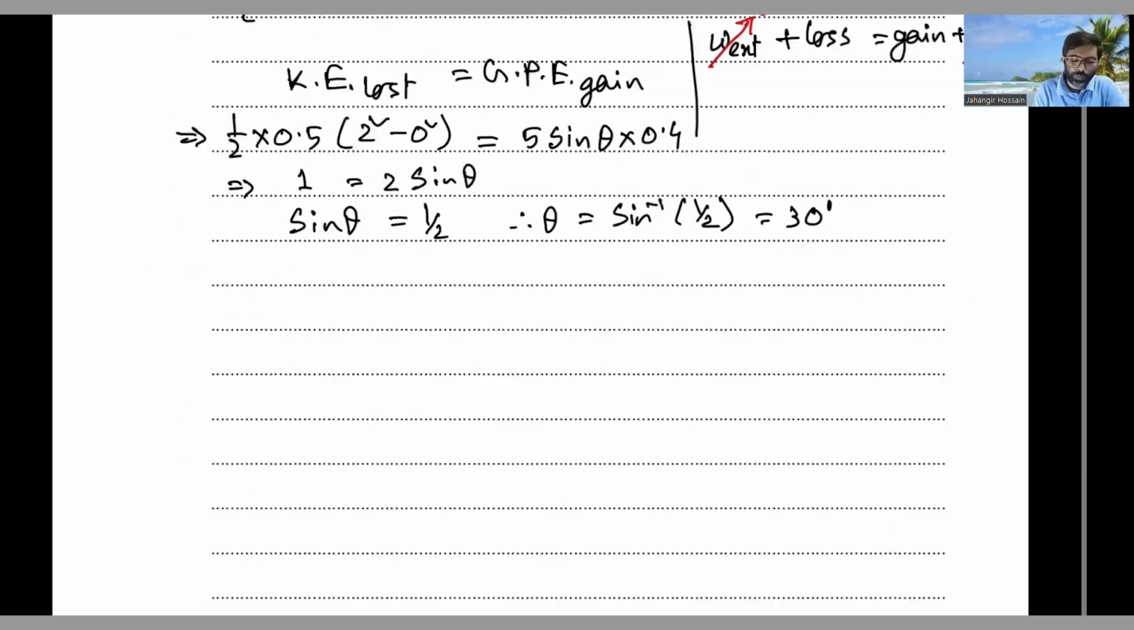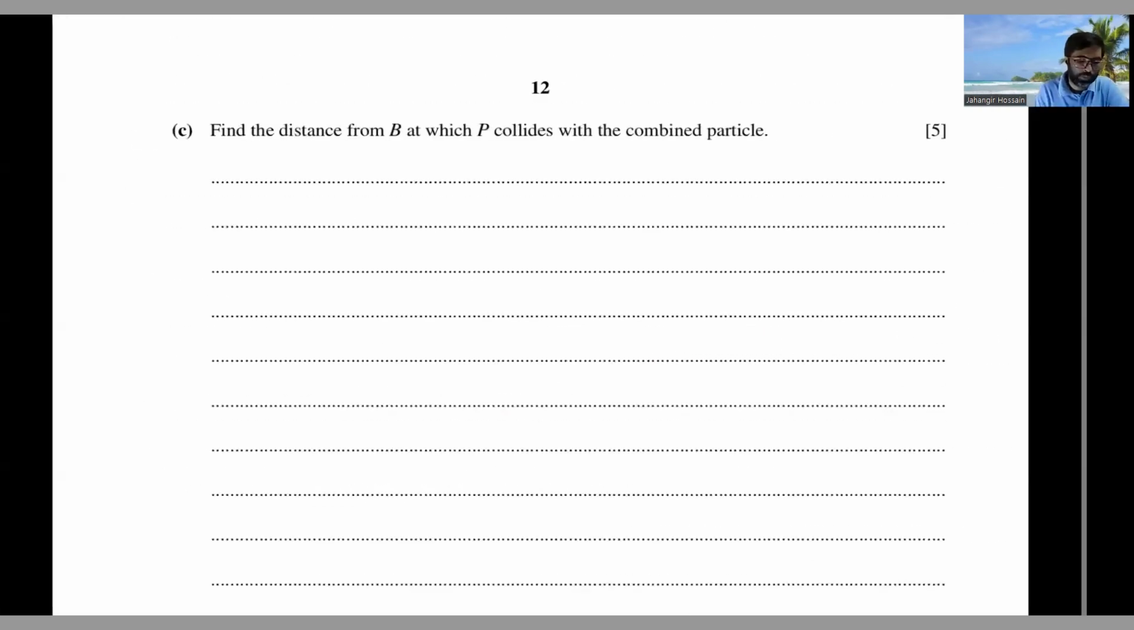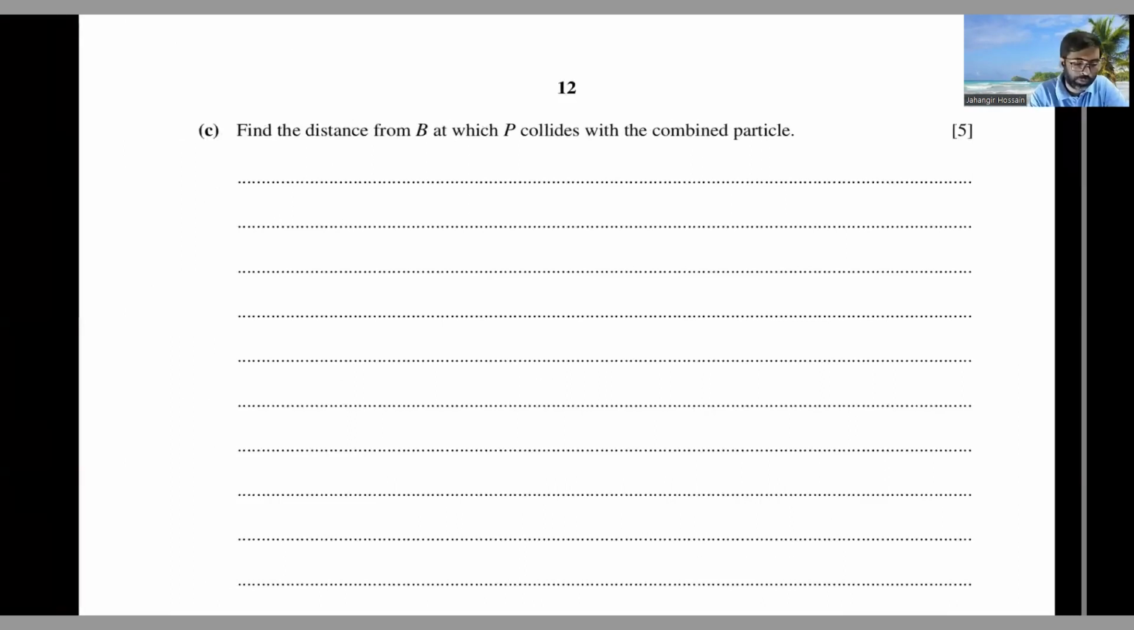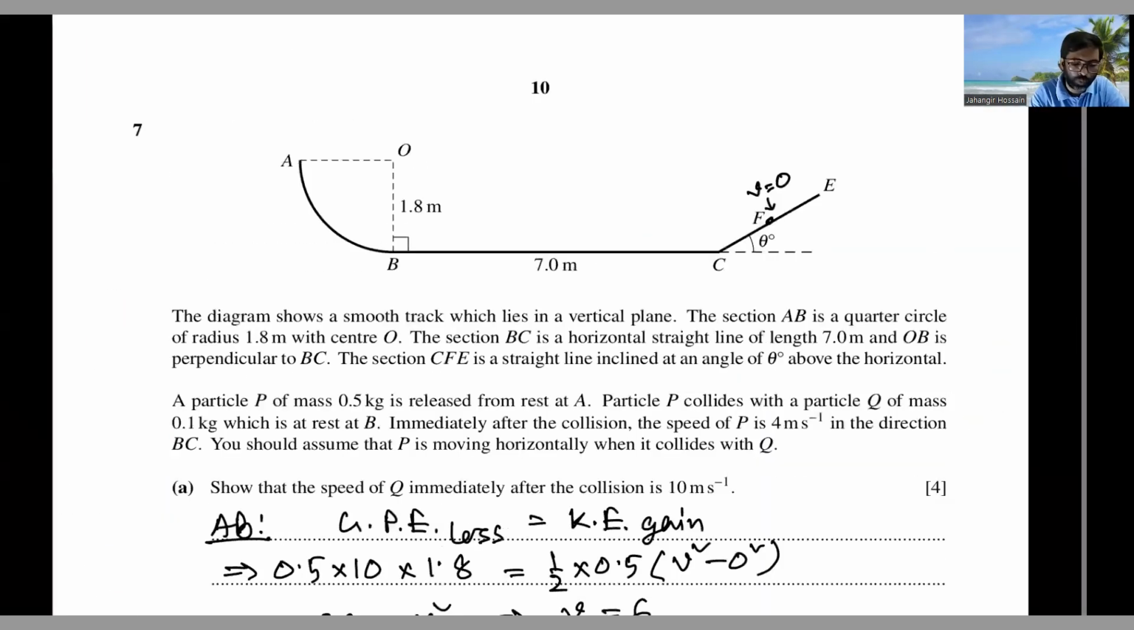Okay. Now let's move on to part C. Yes, there is another part: the distance from B at which P collides with the combined particle. Now the situation here is a bit tricky. Now you have to understand what is happening here.